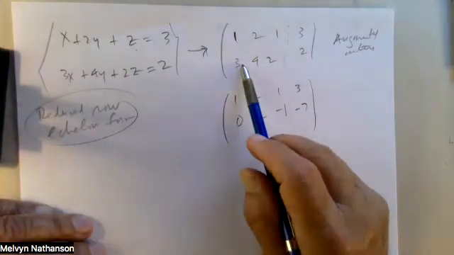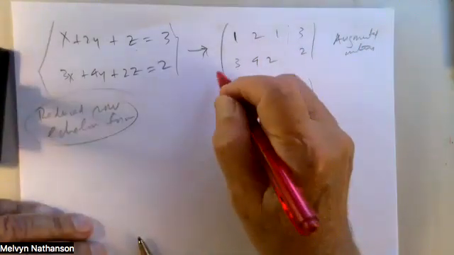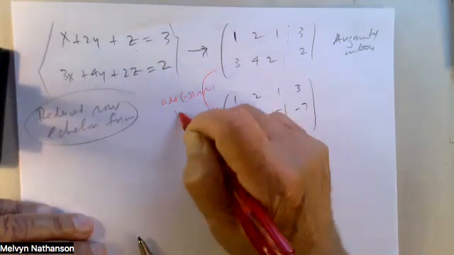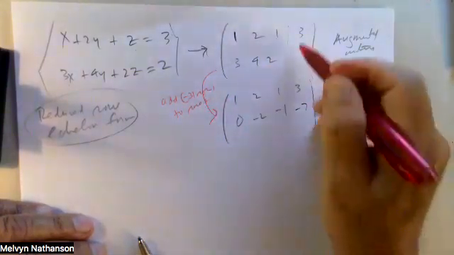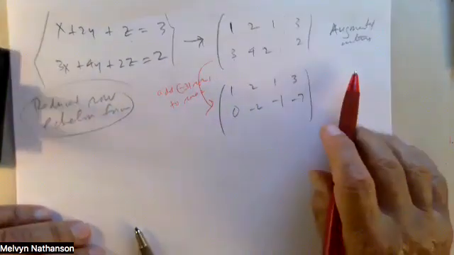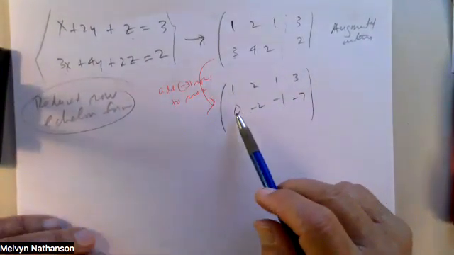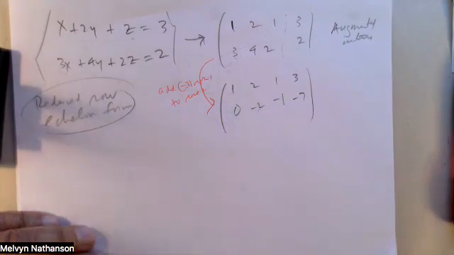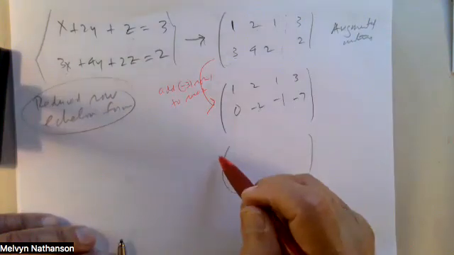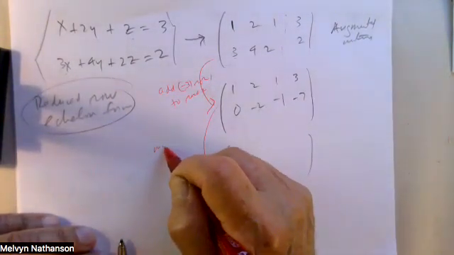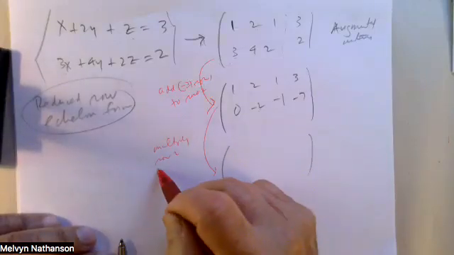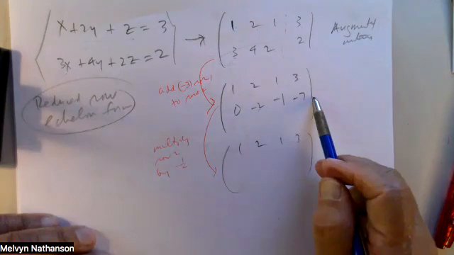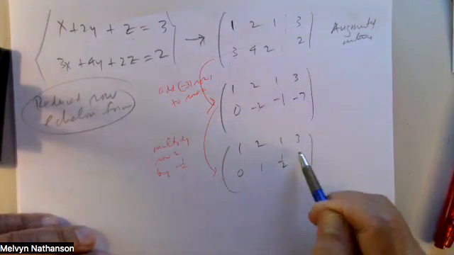Okay. So how did I get from here to here? I add minus 3 times row 1 to row 2. That's how I got from here to here. I didn't change the first row, but I changed the second row. Now, in the second row, under the 1, there's a 0, but I want the first non-zero entry to be a 1. So to get from here to here, I'm going to multiply row 2 by minus a half. So I'm not doing anything to the first row. If I multiply this by minus a half, I get 0, 1, a half, 7 halves.